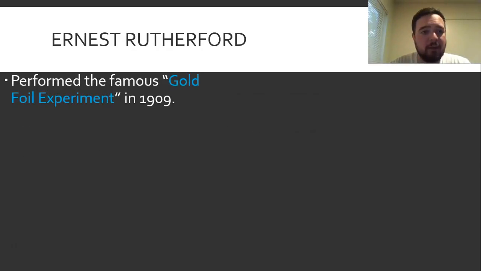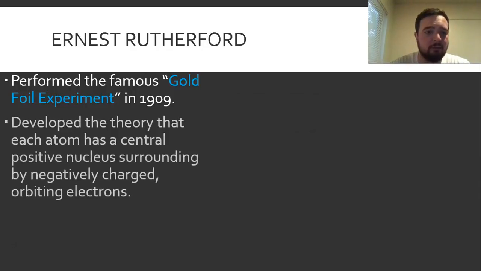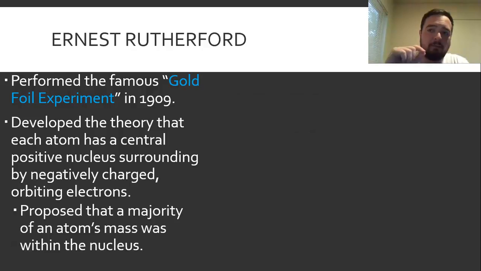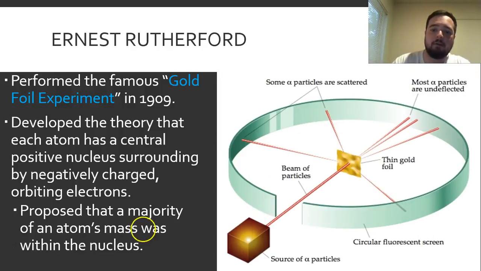Ernest Rutherford performed the famous gold foil experiment, which you may already know about from your previous science classes. He developed a theory that each atom has a central positive nucleus surrounded by negatively charged orbiting electrons. The main thing was that he proposed that the majority of the atom's mass was within the nucleus. And this is what made the gold foil experiment so cool. The way he set it up, they had a little laser that would shoot particles at this gold foil, and he set up a circular fluorescent screen that could catch any incoming particles.